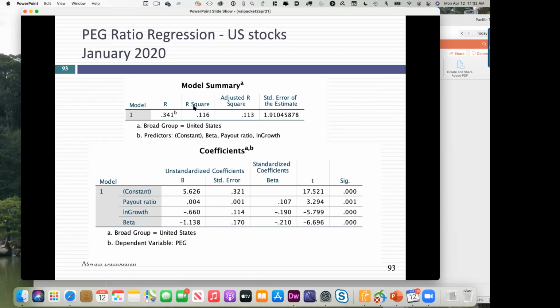The R-squared of this regression is pretty low. Am I disappointed? With pricing, this is basically what the data is giving me. I'm not going to be disappointed or happy because it is what it is. If you look at the T statistics, they're all statistically significant. Higher payout ratio companies have higher PEG ratios, higher growth companies have lower PEG ratios, and higher risk companies have lower PEG ratios. The coefficients make sense. So if you gave me a Disney and said, what is the right PEG ratio for Disney? I can plug the numbers into this regression and get a predicted PEG ratio.